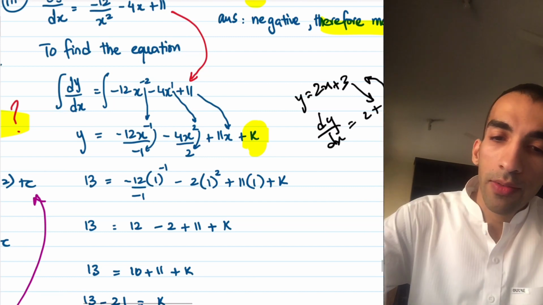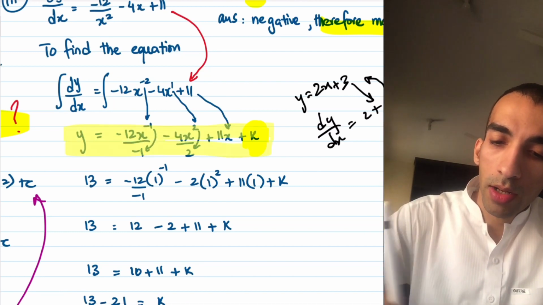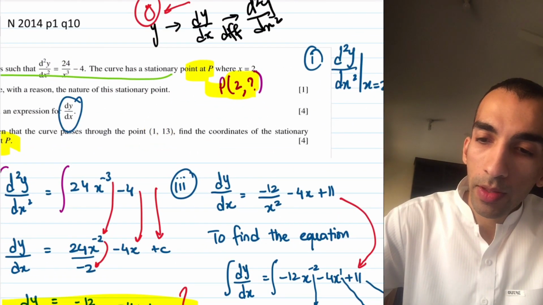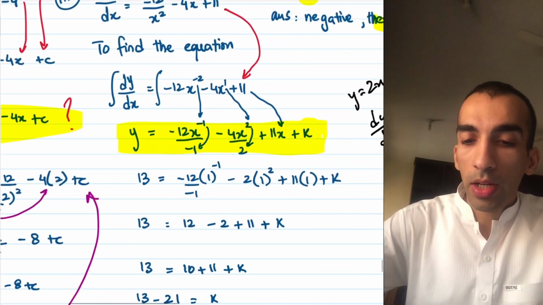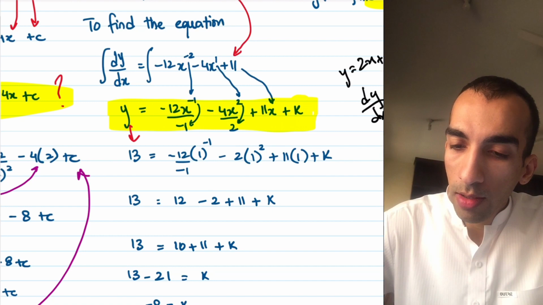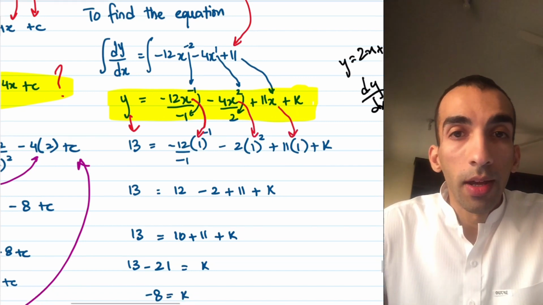Now that we have this function, take a look. There's one unknown over here, that is k. This is where this will come in handy. The point (1, 13). Instead of y, just plug in 13. Instead of x, just plug in 1 wherever you see x. I mean, we've got it here, we've got it here, we've got it here. And we can find the value of k.